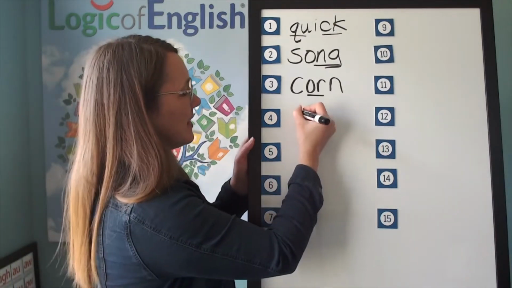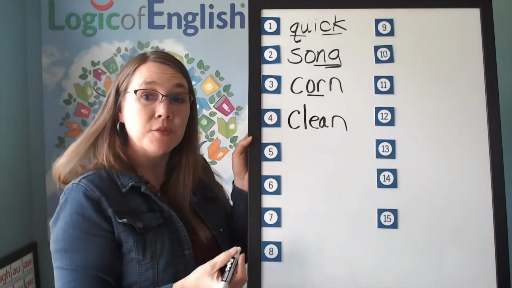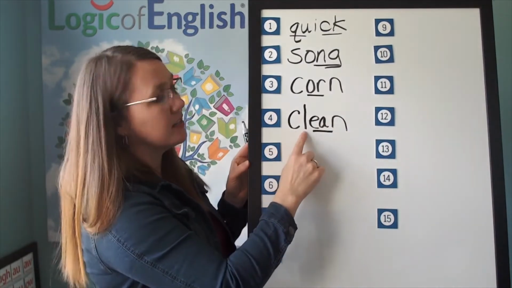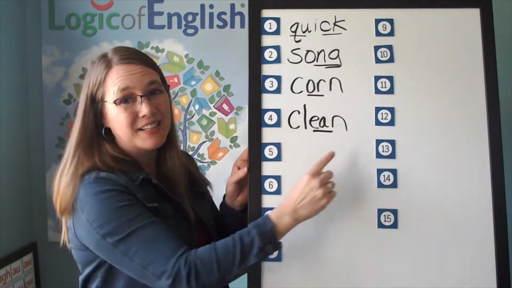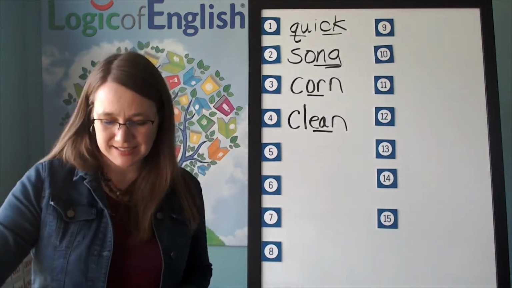Excellent. Now help me to write it. K, l, e, n. And how will we mark it? We'll underline the E. Let's sound it out. K-L-E-N. Clean. Did you use the correct E? Go ahead and check. Excellent.